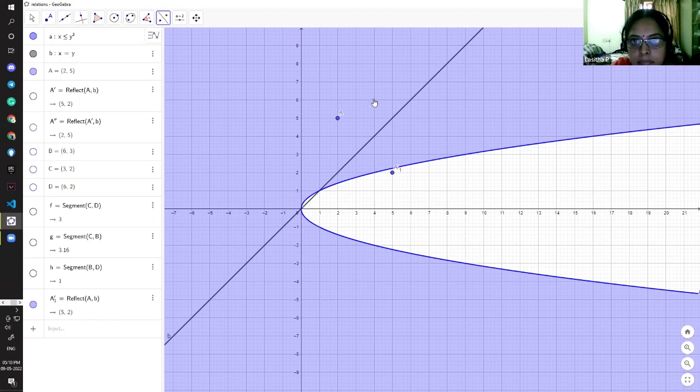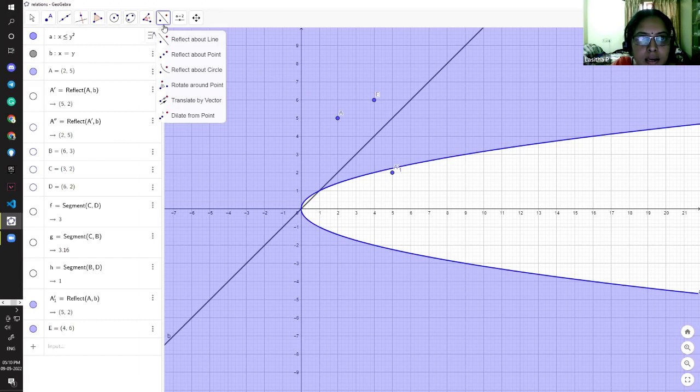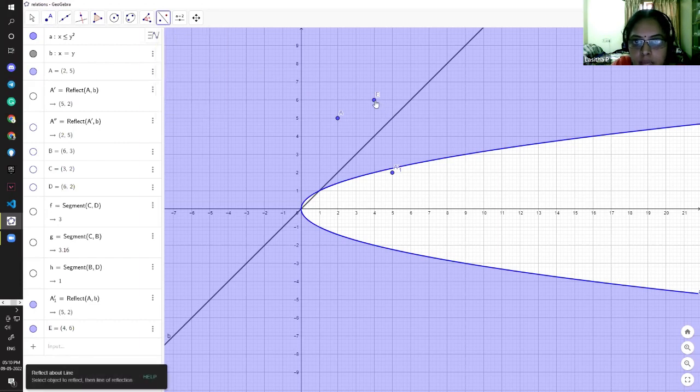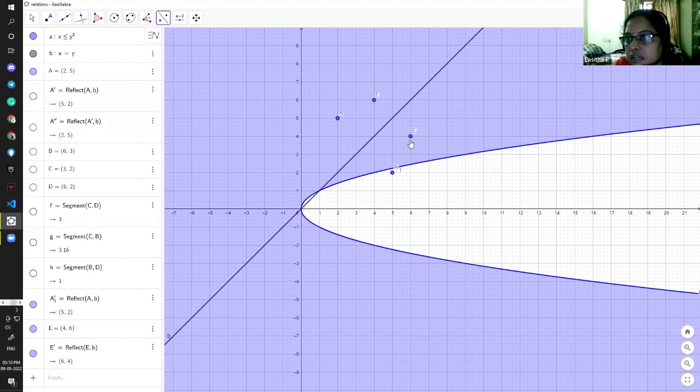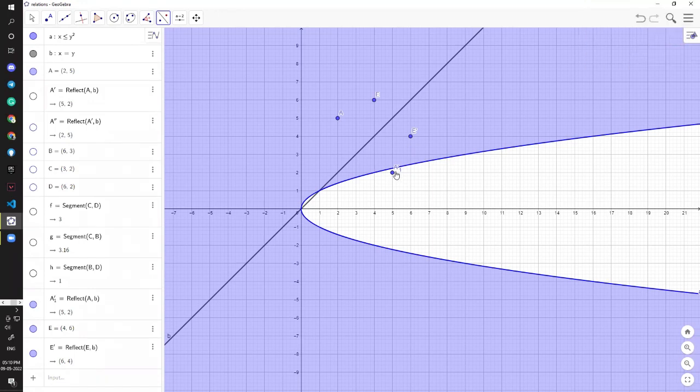Maybe there are other points for which the reflection may lie in the shaded region itself, but with that we cannot conclude. If I take the point E here and reflect it about this line, this E dash will lie on the shaded region itself. But we cannot say that it is symmetric, because we are getting violations to disprove that case.